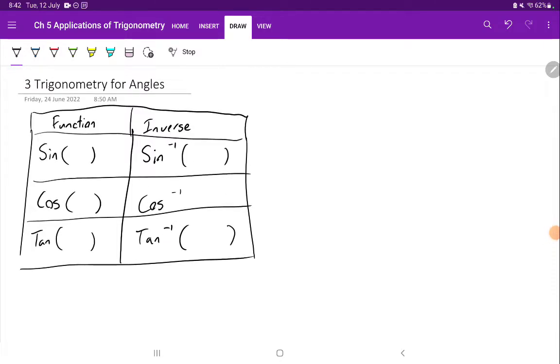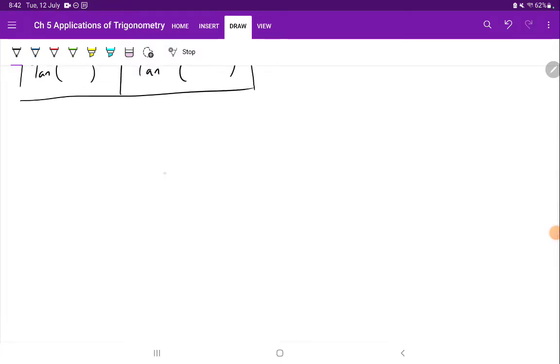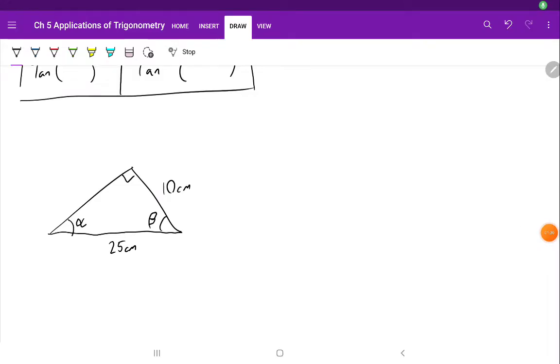Alrighty, so let's have a go at actually solving for some of this stuff. Let's draw a triangle. In this case, I want to find both alpha and beta. I know 10 centimeters and 25 centimeters. In particular, we can see 25 centimeters is the hypotenuse, but 10 centimeters for alpha is the opposite, but for beta is the adjacent.